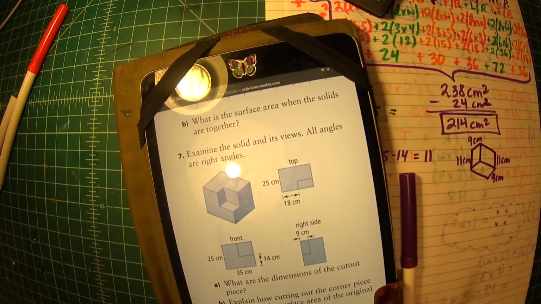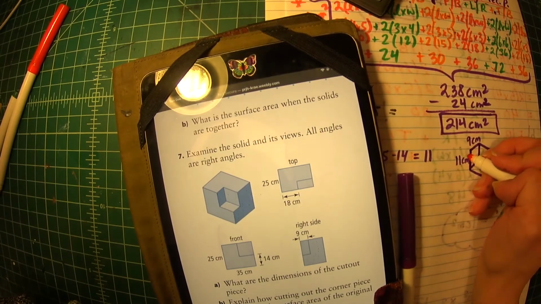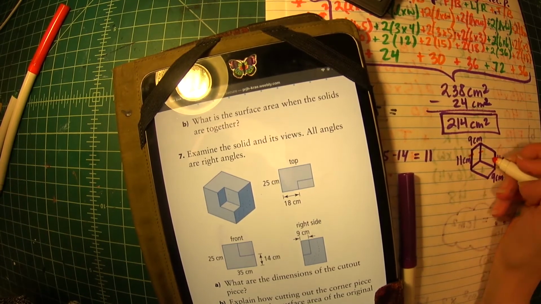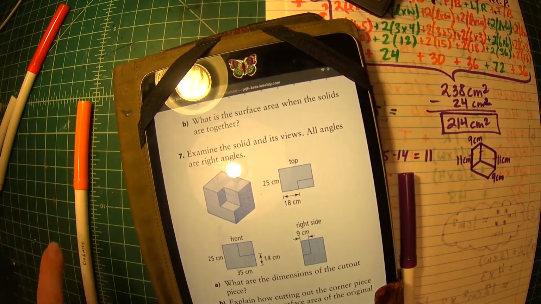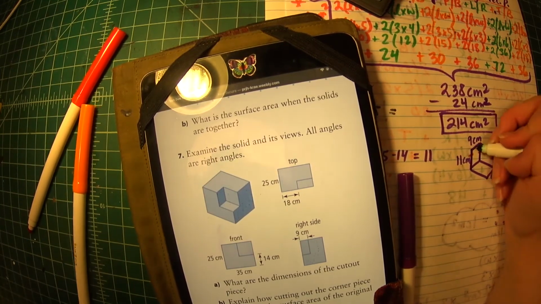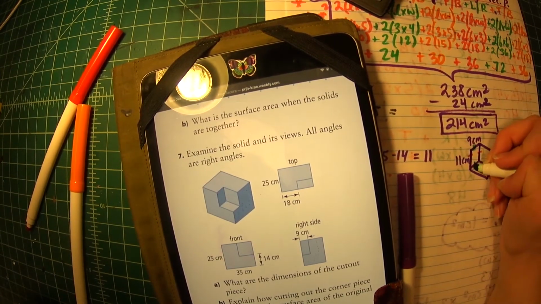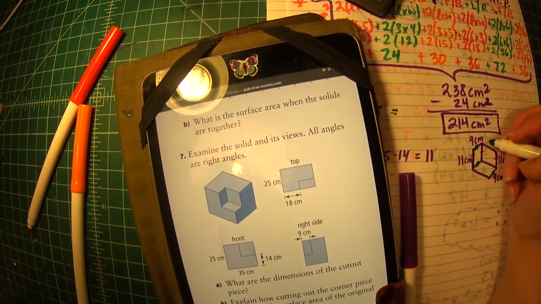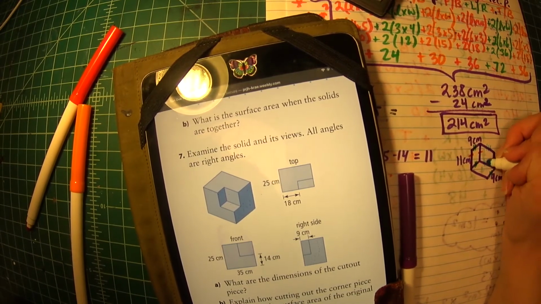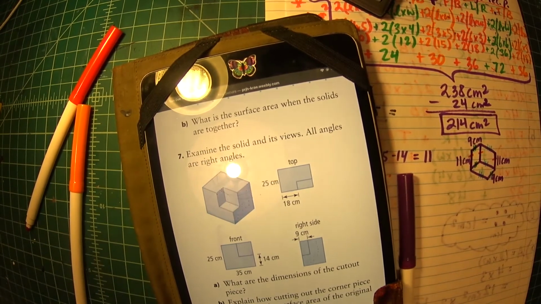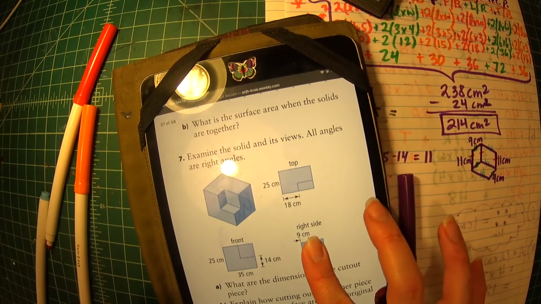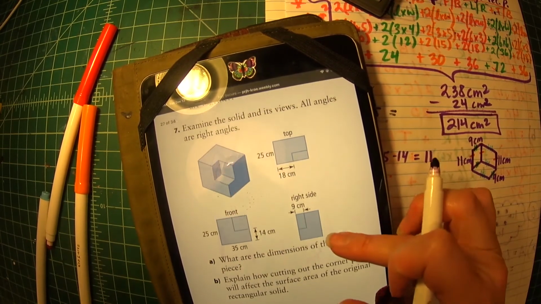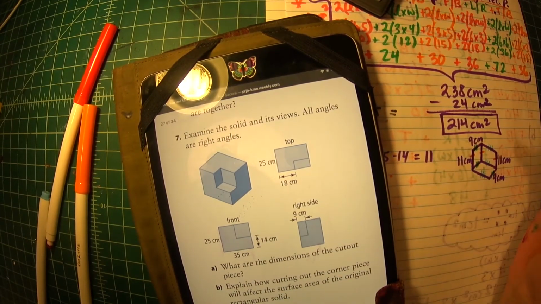Okay, so to show you what I mean, this runs parallel to this, this, and this, so those are all the same. This runs parallel to this and this, so those are the same. So all that I have left is this, this, and this. But once I have one of those, I've got them all because they run parallel and are therefore all the same. So that's all I have left to figure out.